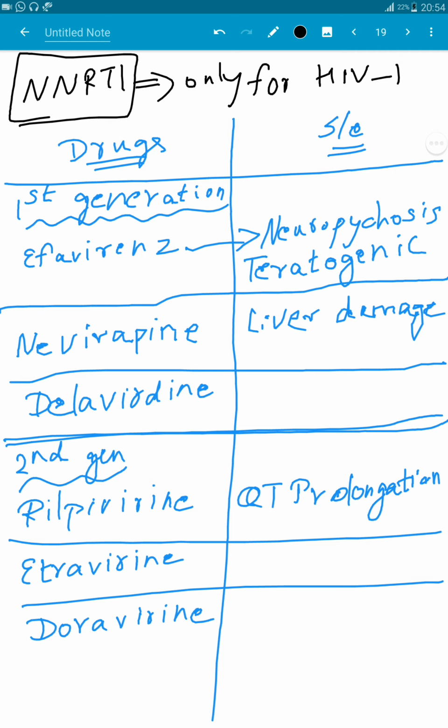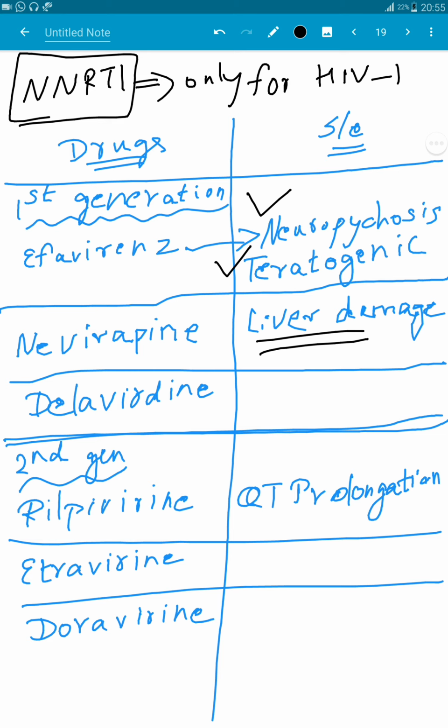So first NNRTI, it has 2 generations, first generation and second generation. First generation drug is efavirenz. It mainly causes neuropsychosis and is teratogenic. Which drug is teratogenic? They will be asking. It is efavirenz. And nevirapine causes liver damage. Many people know nevirapine causes liver damage.